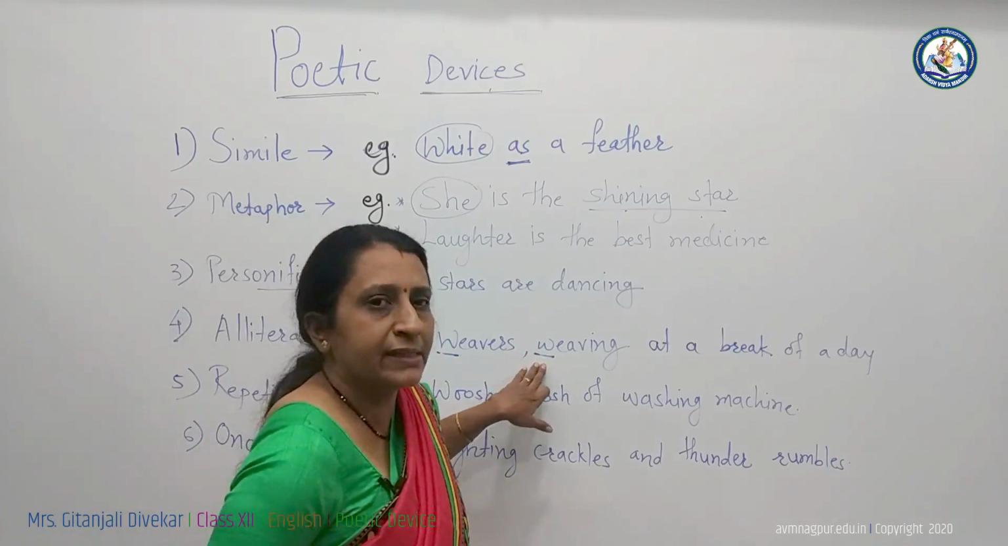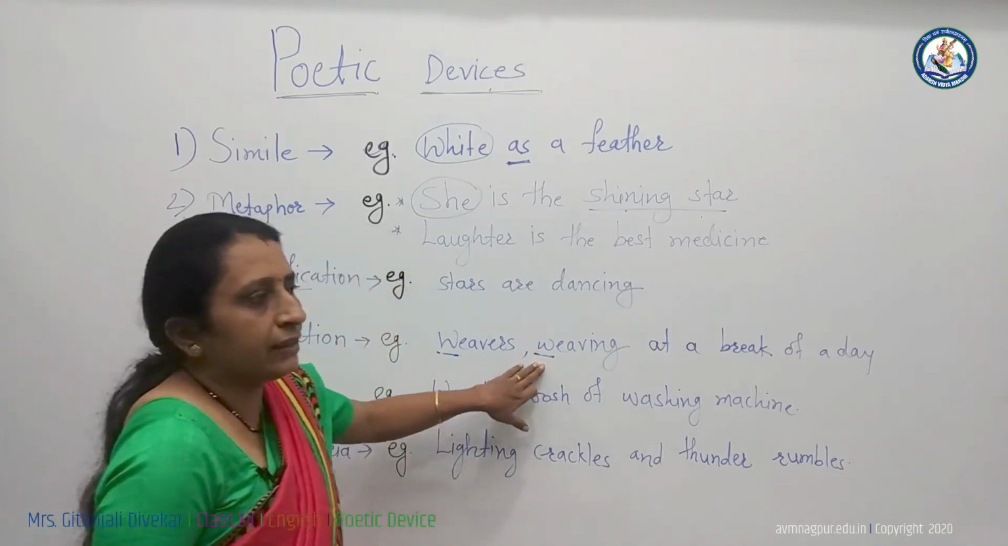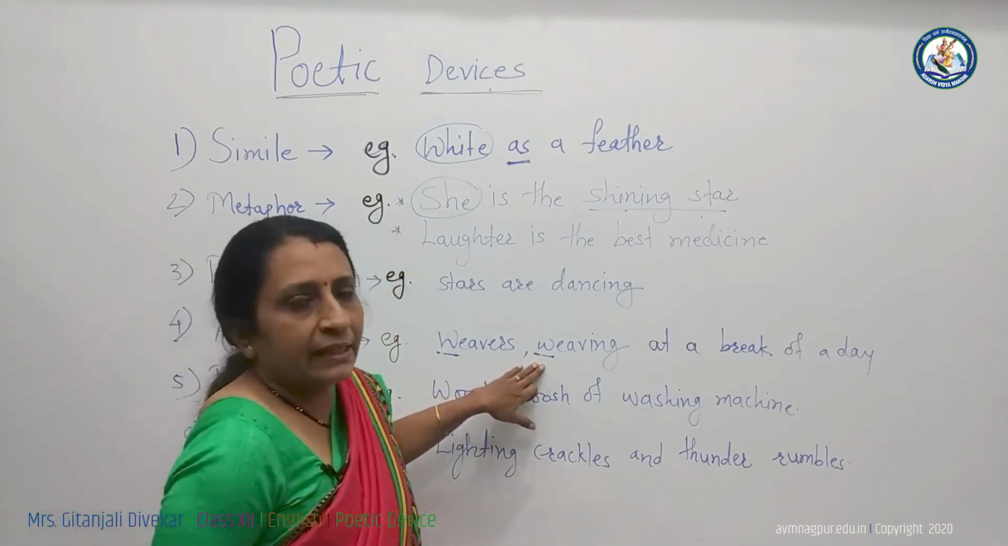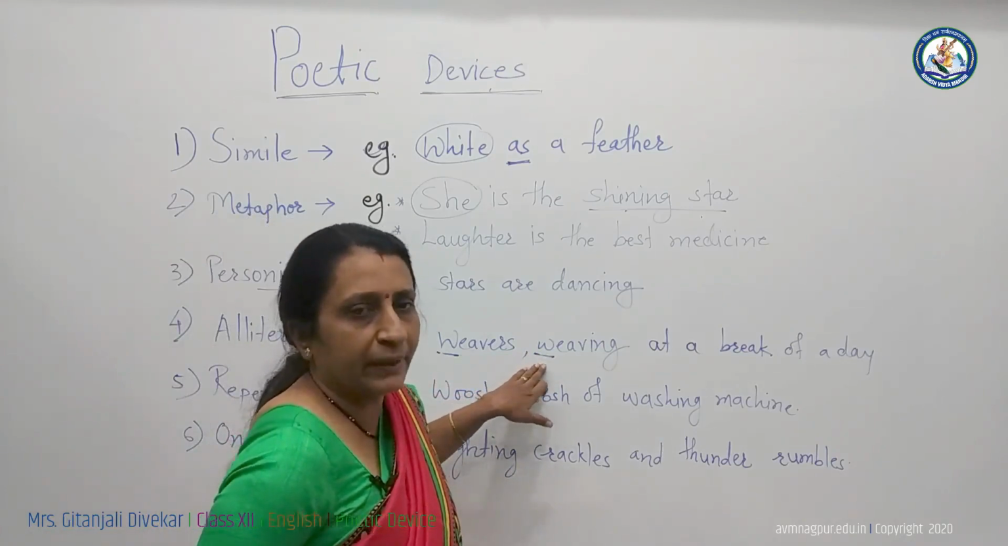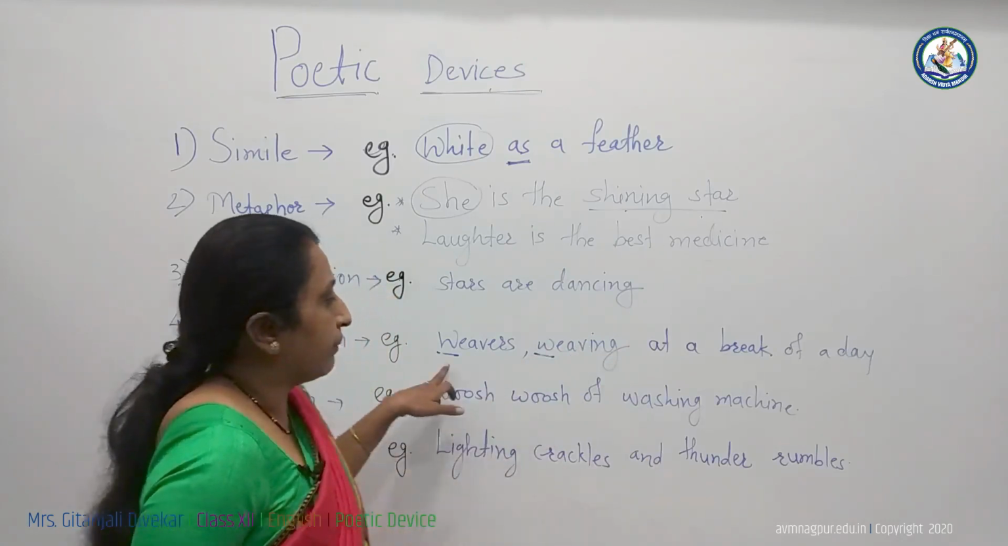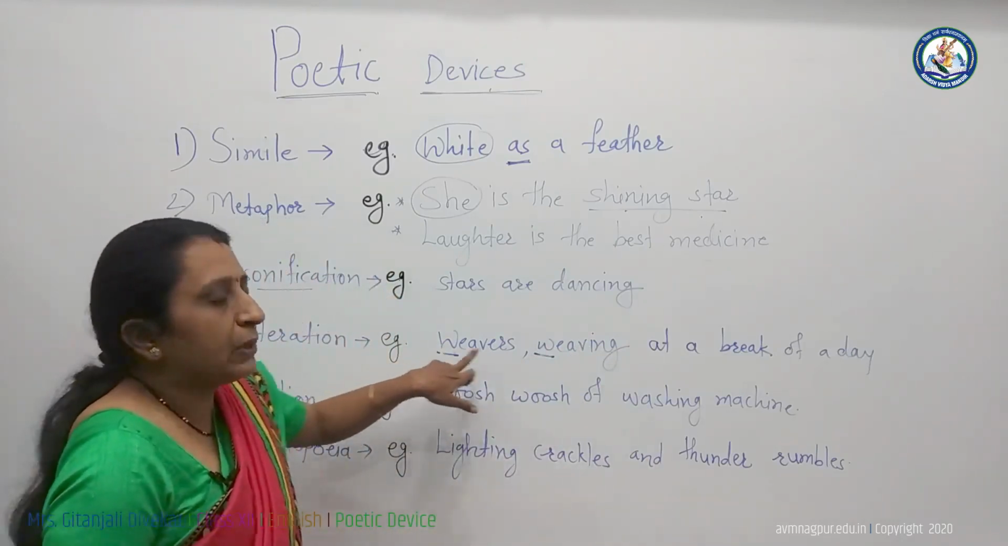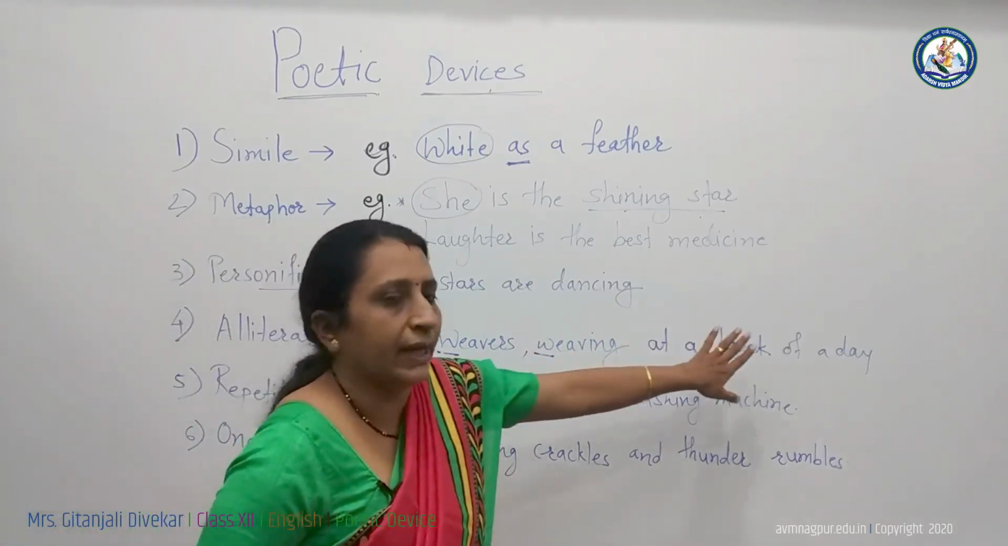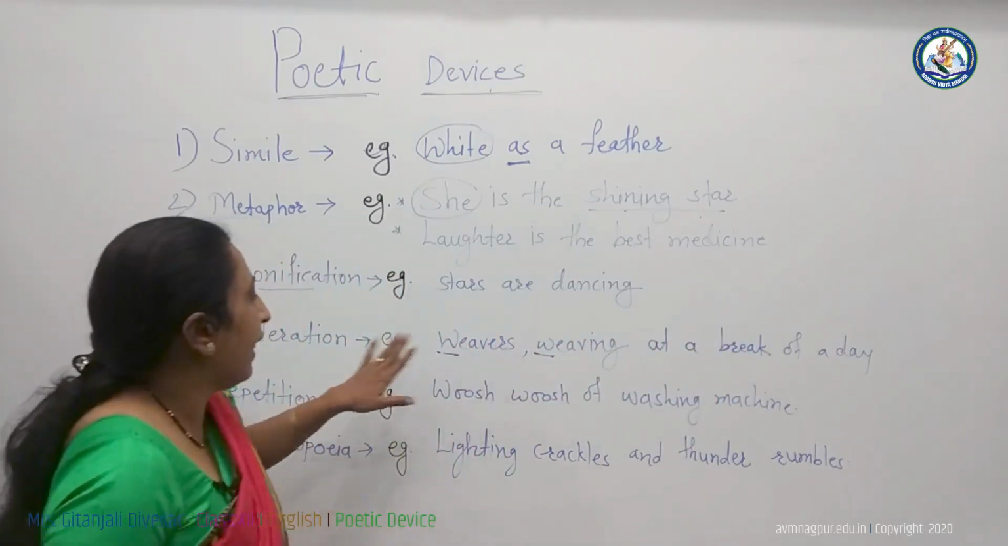Like, he hit his head against the beam. You can see how many times the sound of H is repeated. He hit his head against the beam, four times. In the earlier example, the sound of W is repeated two times. So it is an example of alliteration.